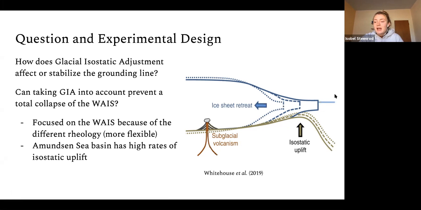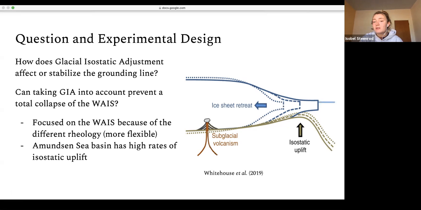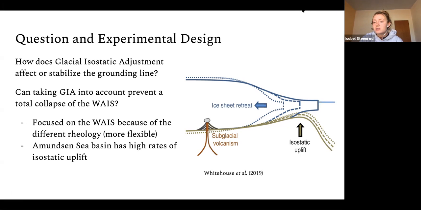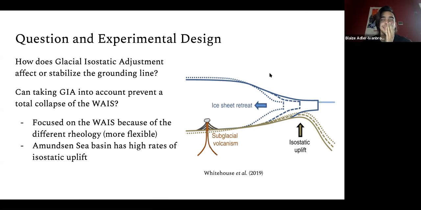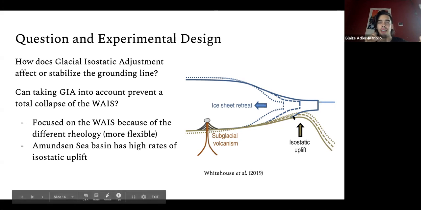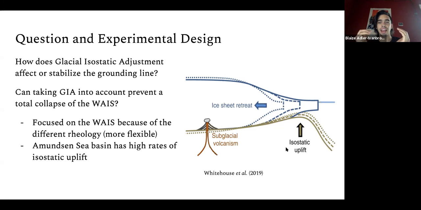Yes. So your question was how fast, or how does that work? Yeah, how exactly does the isostatic uplift end up stabilizing the ice sheet, and also how does the crust respond fast enough to such rapid melting to stabilize, I guess.